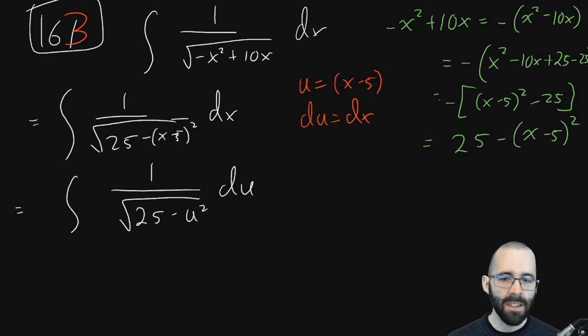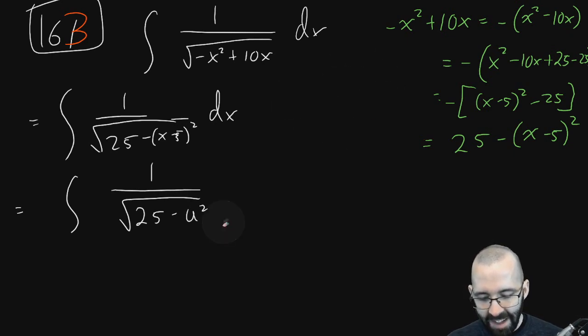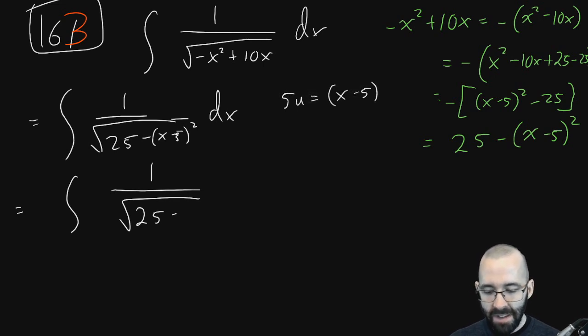Oh, let's adjust this a little bit, actually. Let's let u be 5 times that. The du is 5 dx. So we need a 5, so we're going to divide by 1/5. And this will now be... all right, hold on. Let's not do things. Let me reset. Okay, so let us let 5u equal x minus 5.